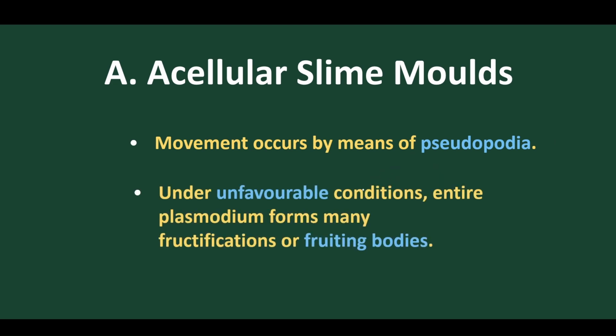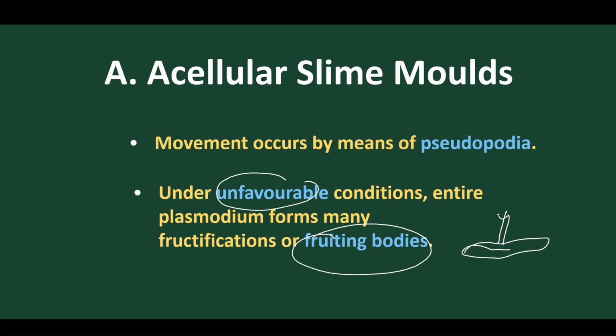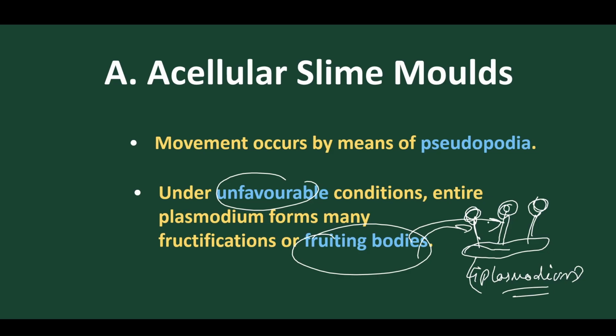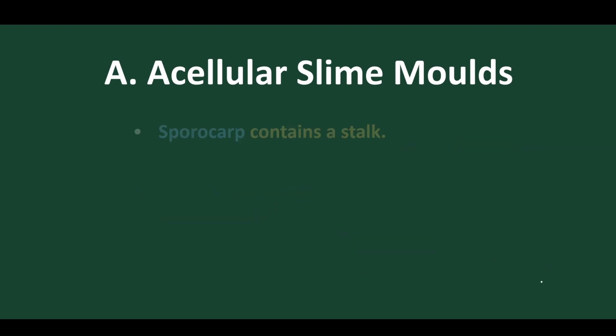But in the reproductive structure, we will find flagella. Under unfavorable conditions, they form fruiting bodies. So this plasmodium gives rise to fruiting bodies, and this is the plasmodium. Under unfavorable conditions, the plasmodium reduces and halts its growth, and gives rise to fruiting bodies. This fruiting body, the sporocarp, which produces the spores, is only possible in unfavorable conditions. But in favorable conditions, the plasmodium undergoes cell division and multiplies.